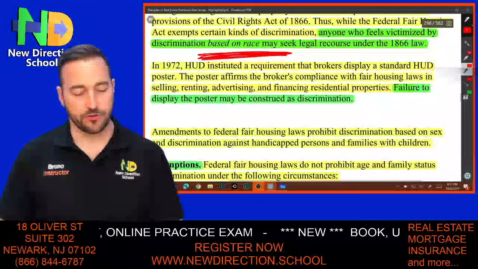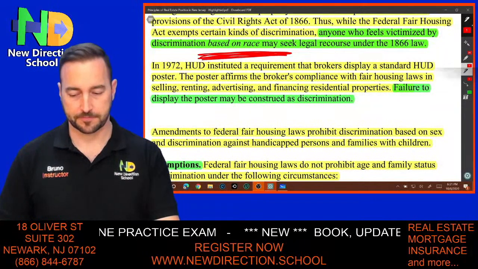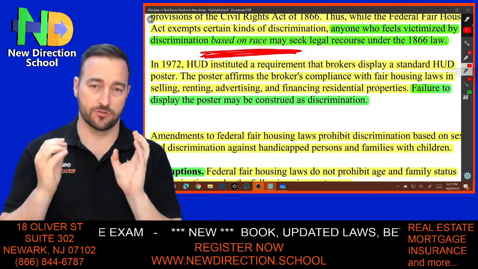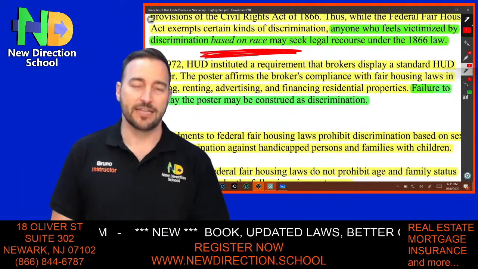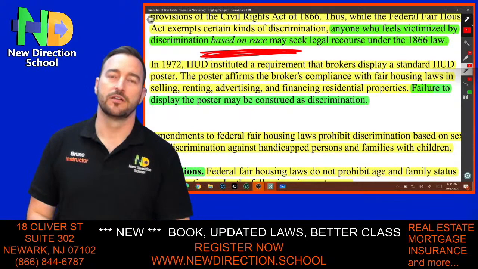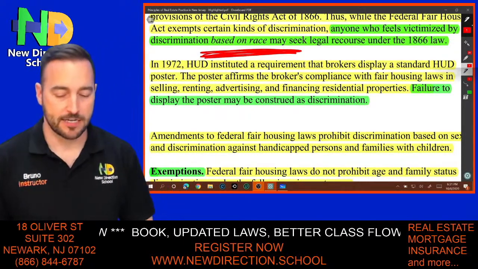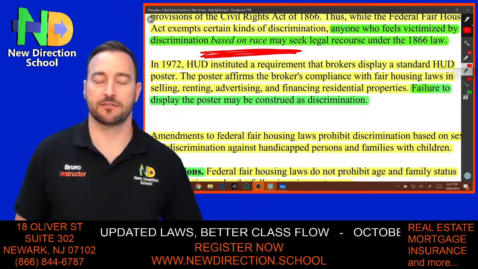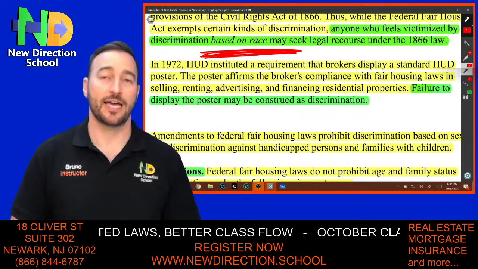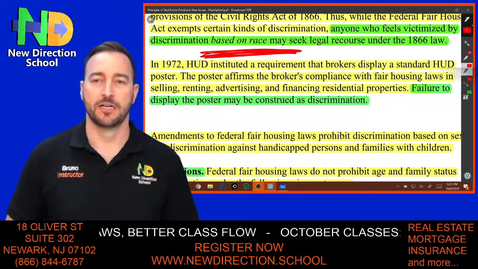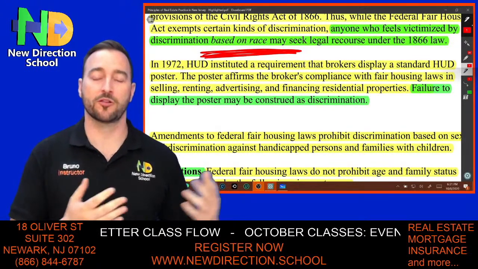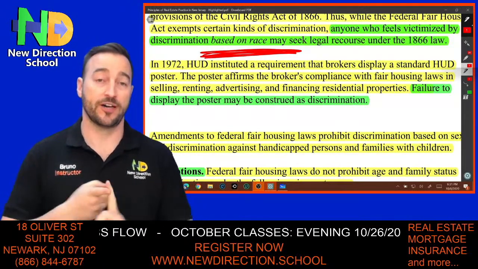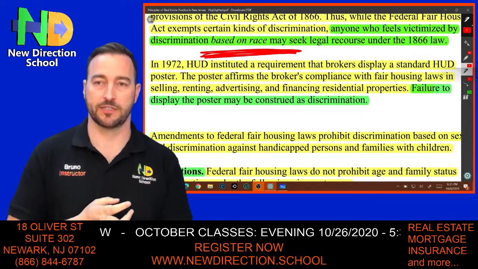Now, in 1972, and don't worry about this date now, the key dates were 1866 and 1968. Those are key dates to remember. In 1972, HUD instituted a requirement that brokers display a standard HUD poster. So we have a federal poster that must be displayed in every single real estate office. And if you have a showroom or a model home or model apartment somewhere in a community, you have to include this as well. The federal and state poster in most states.